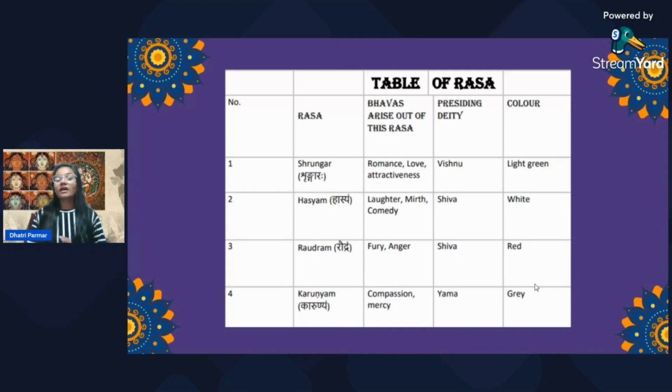Then the fourth one is the Karunya, which arises the bhavas like compassion and mercy. And the deity of it is Yama, and the color of it is grey. Karunya is reflected in the text Abhignan Shakuntalam when Dushyant is not able to recognize Shakuntala because of not having a clue of a ring. So at that time, there is emergence of Karunya Rasa.